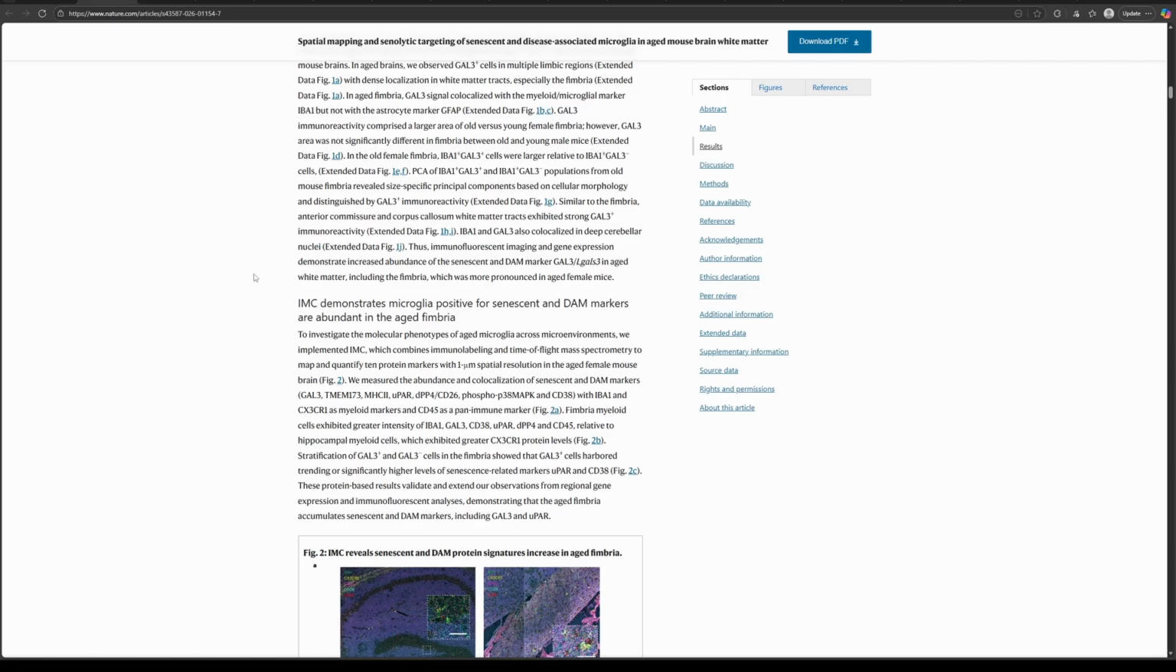In the old female fimbria, Gal3 plus cells were larger relative to Gal3 minus cells. I don't know what that means. Populations from old mouse fimbria revealed size-specific principal components based on cellular morphology and distinguished by Gal3 plus immunoreactivity.